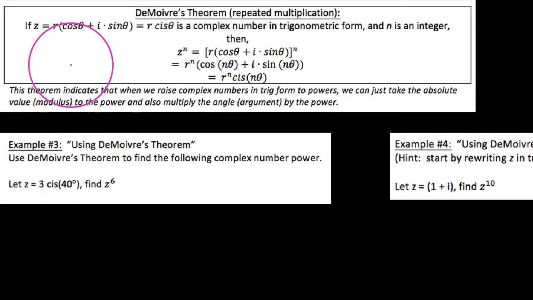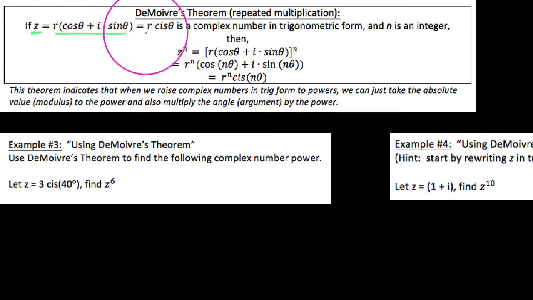In this video, we're going to be discussing how you take a complex number and easily raise it to a power. And this is conveniently done using what we call DeMoivre's theorem. The primary stipulation is this: your complex number has to be written in trig form.